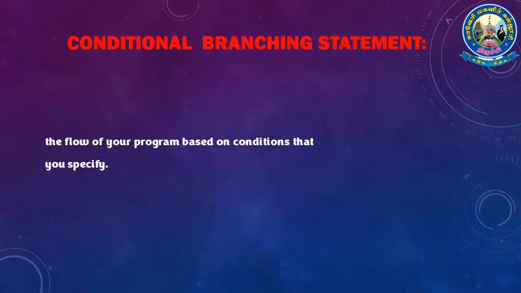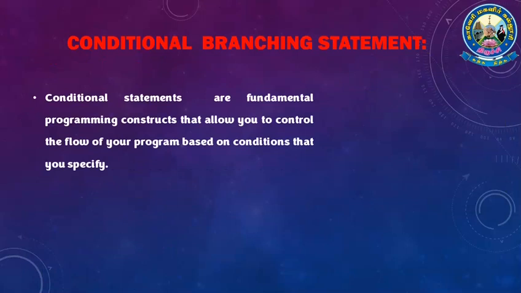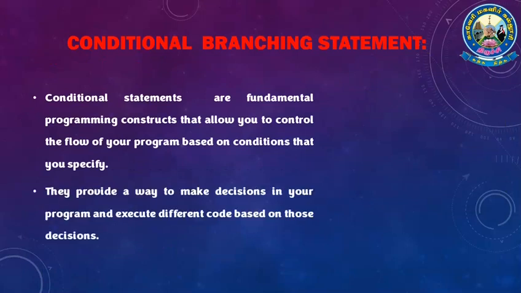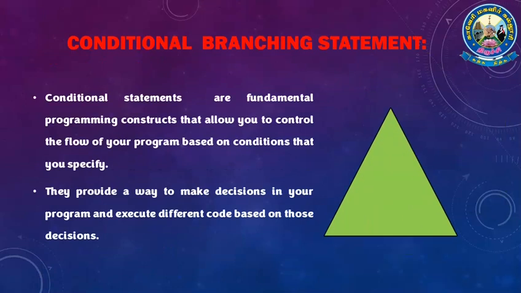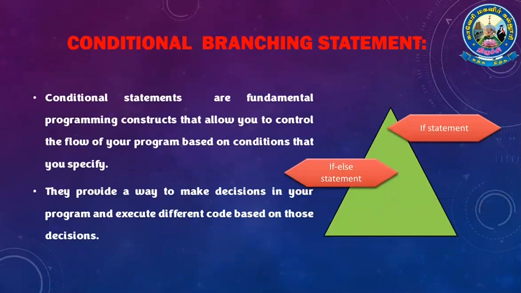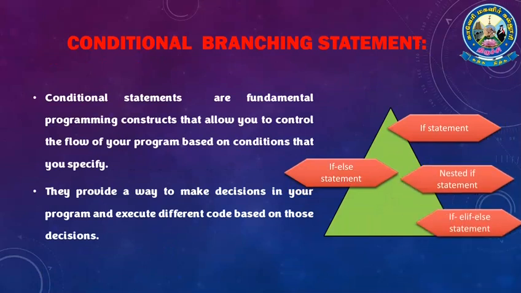Conditional branching statements are the fundamental program constructs that allow you to control the flow of your program based on the conditions that you specify. They provide a way to make decisions in your program and execute different code based on those decisions. It is divided into four parts: if statement, if else statement, nested if statement, and if elif else statement.